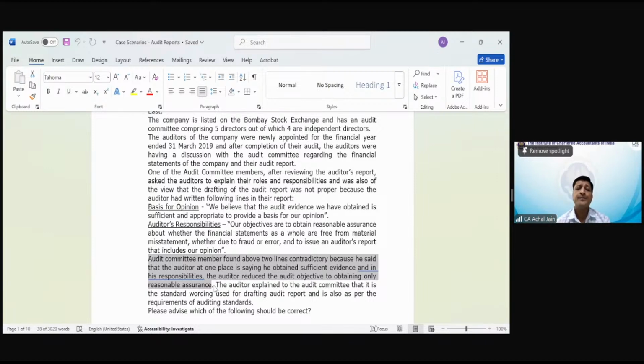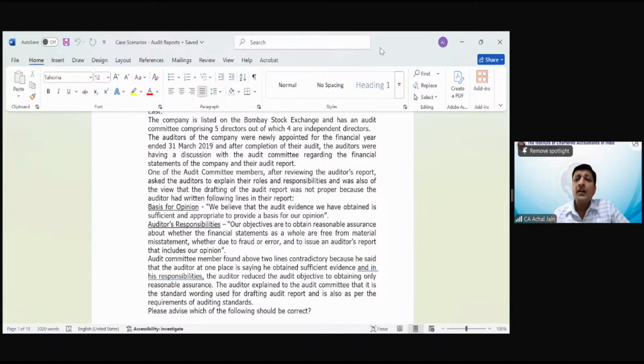Okay, number 1. The auditor explained to the audit committee that it is standard wording used for drafting the audit report and is also as per the requirements of the auditing standard. In this case, you are required to advise as to what should be done in this scenario. Of course, there are some options available on this, but I'm not discussing the options. I think you can just advise on this as to what should be done in this scenario.